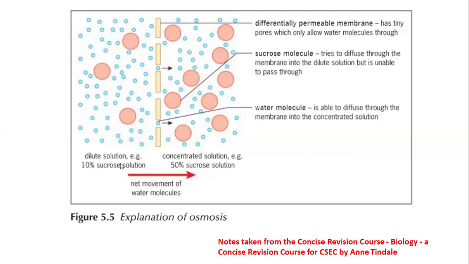So because it's 10% sucrose solution here, right, and 50% sucrose solution here, we see here a higher concentration. So we see the water molecules diffusing through osmosis. So they diffuse through the permeable membrane to dilute the amount of sugar on this side. So the water here is higher than the water here. So it's moving from a place of higher concentration here to lower concentration here.